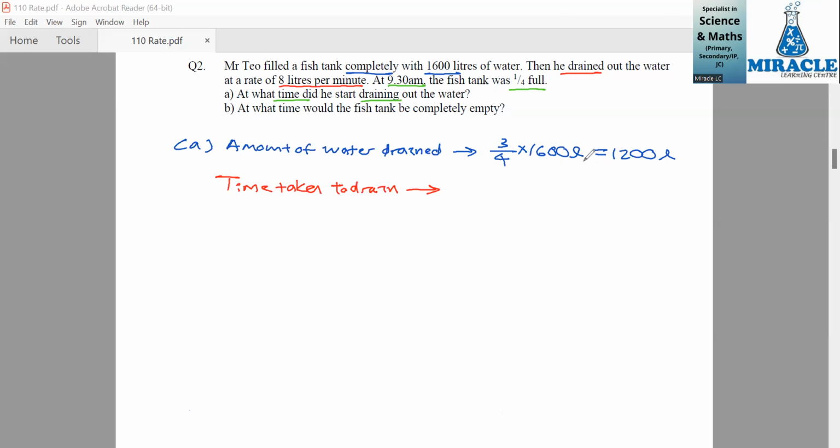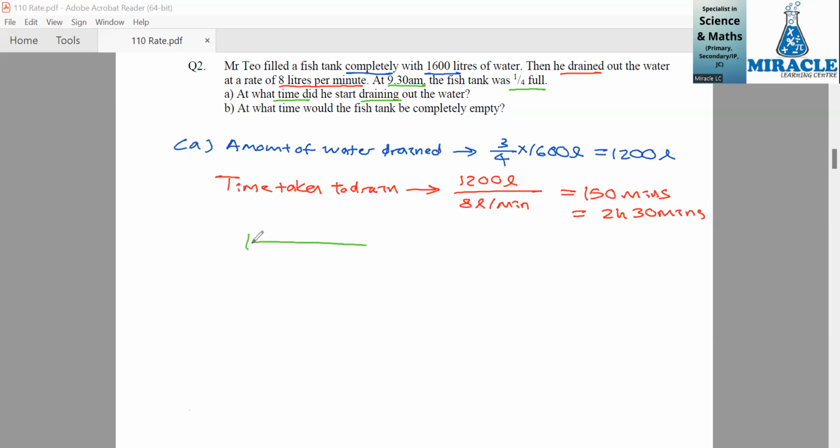And this would be 1,200 liters divided by the rate, which is 8 liters per minute. And this gives us 150 minutes, which we can convert to hours and minutes, and this will give us 2 hours and 30 minutes. So we know that at 9:30 a.m., the fish tank was 1/4 full.